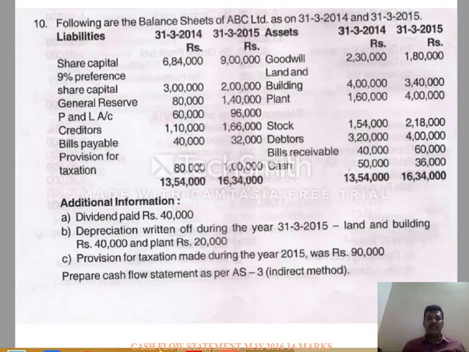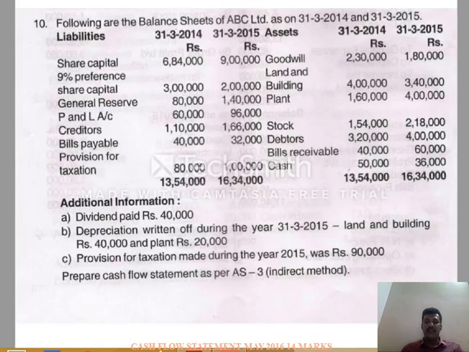So in that category, we have to deduct the dividends paid worth rupees 40,000 because it results in outflow of cash from the company. The second adjustment is depreciation written off during the year 31st March 2015.